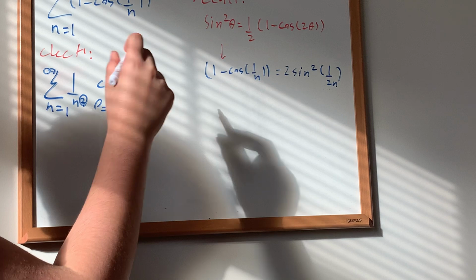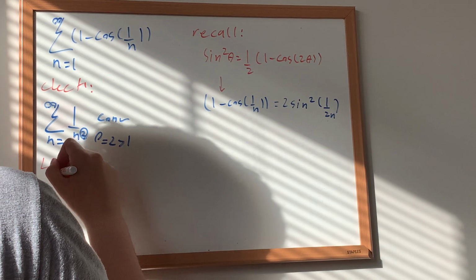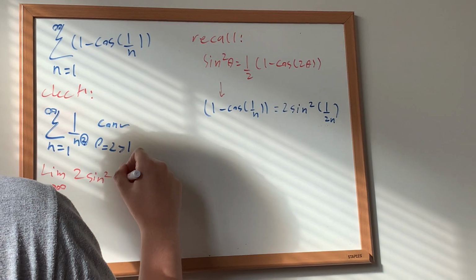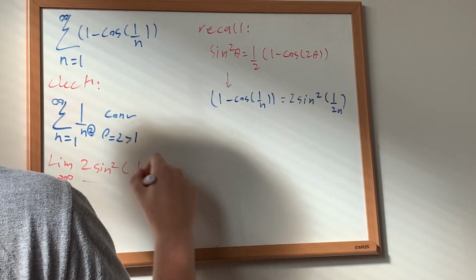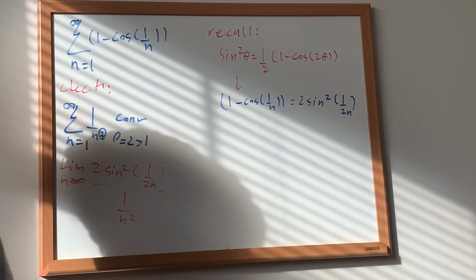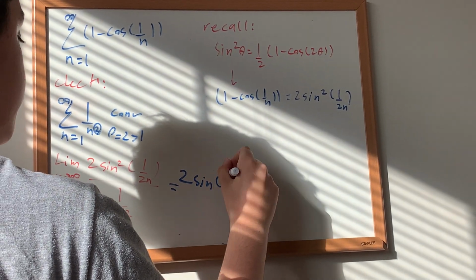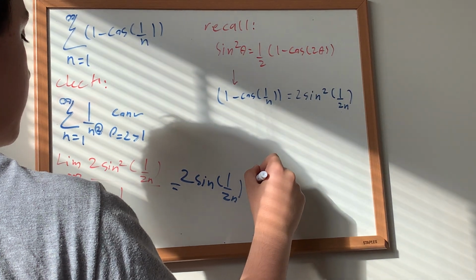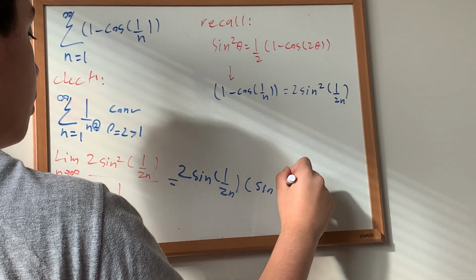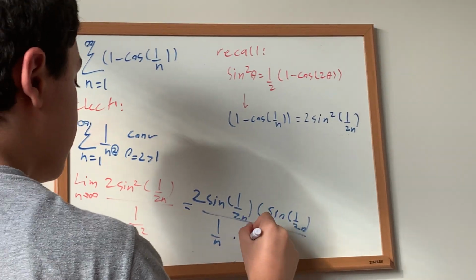So using this value, we should evaluate the limit as n approaches infinity of 2 times sine squared of 1 over 2n, over 1 over n squared. And now how am I going to solve this? I'm going to write this as 2 times sine of 1 over 2n multiplied by sine of 1 over 2n, and then all over 1 over n multiplied by 1 over n.